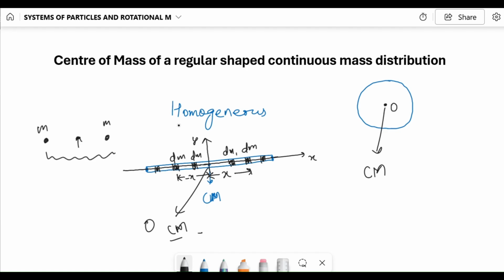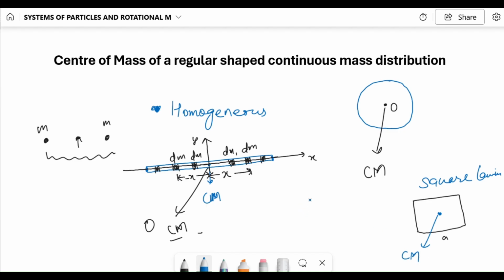Now, let's take another example. If you have a square lamina here, let's say this is a square, and this square is homogeneous. Homogeneous means, once again, I am repeating, that mass distribution is uniform. Lamina means a two-dimensional thing, plate-like thing. So whatever be the middle point of this square, this point will be the center of mass.